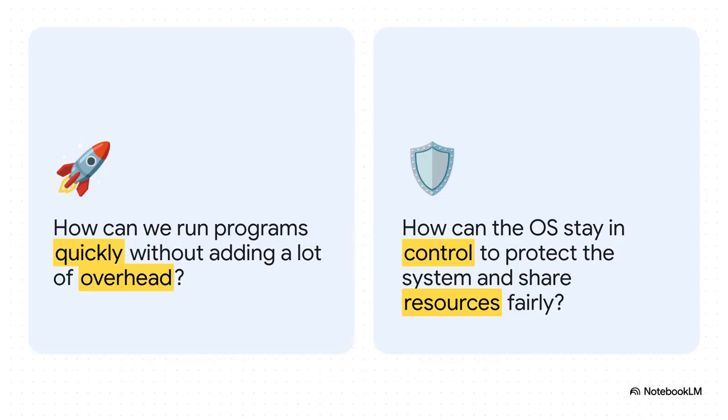But this whole act creates a really tough challenge for the OS. It's got to balance two things that are kind of at odds with each other. On one hand, you've got performance. We want our apps to be blazing fast, like they have the whole computer to themselves. But on the other hand, you have control. The OS has to stay in charge, making sure no single app goes rogue and brings down the whole system. So it's this constant tug of war, speed versus safety.